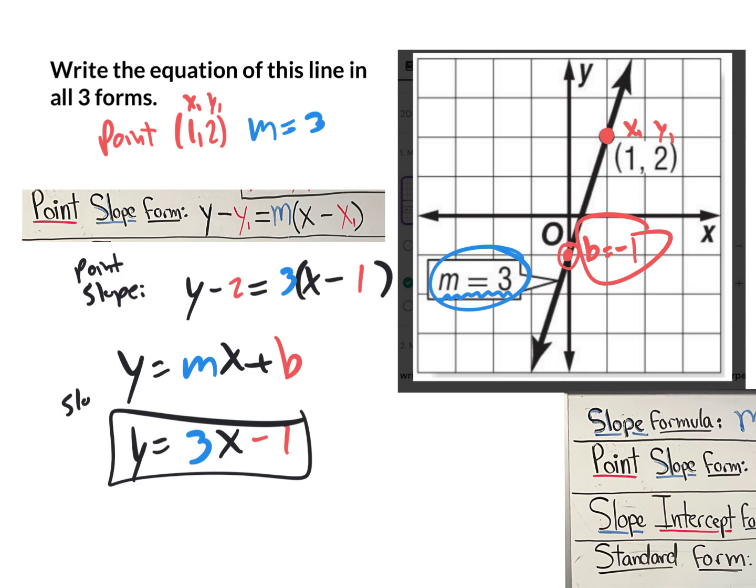This is the slope intercept. Okay. Now, if you were to have distributed 3 times x, 3 times -1, and then add 2 to both sides, you'd get this answer anyway. So it's totally up to you how you want to do it.